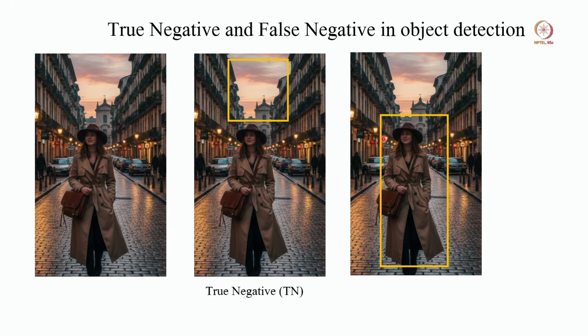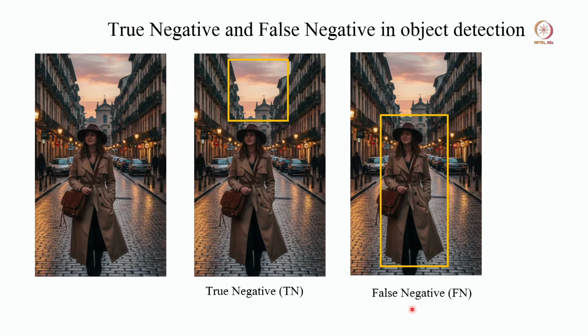Whereas, if it tells this portion as the background, that means it is false negative. So, for me the positive part is the human figure, the negative part is the background. So, when it is telling the human figure, it is predicting as the background, then it is false negative.